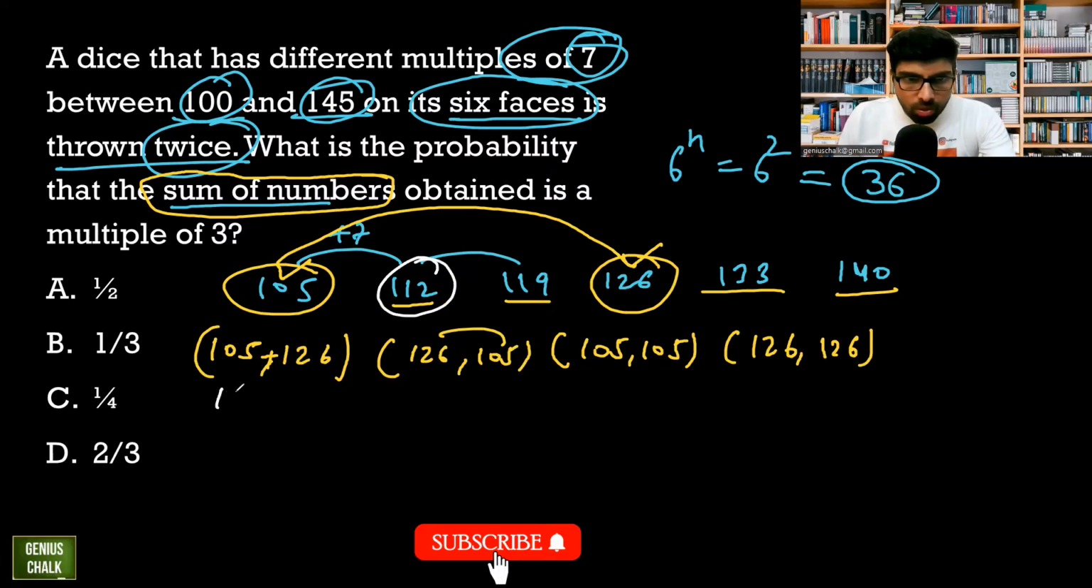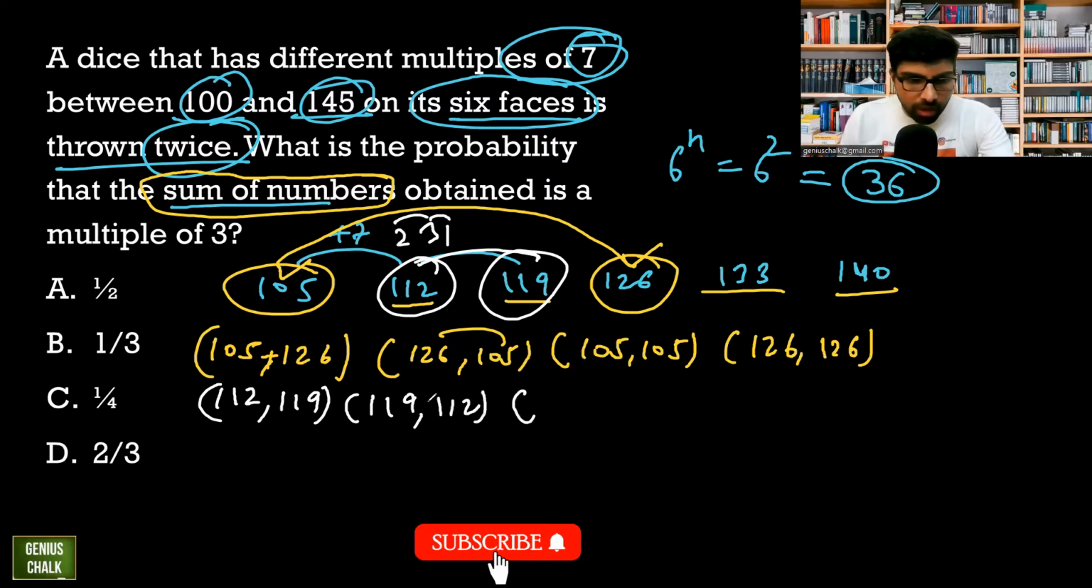Now for the remaining ones, let's check. If I take 112, what should I add with 112? It should be 119. Now if you add it, it will be divisible by 3. So you have to make this pairing, right? 119 plus 112 is 231. So 231 is cancelled by 3 as the sum of digits is 6. Similarly, you can take the reverse, 119 and 112, right? Afterwards, if I take 112 and 140, it will be 252.